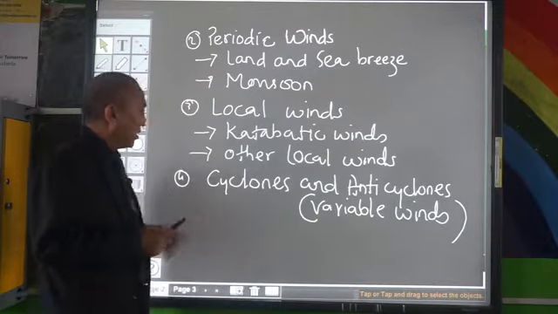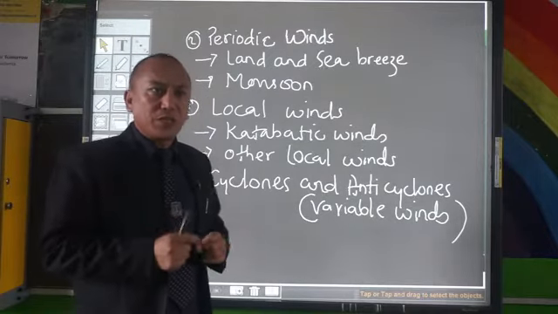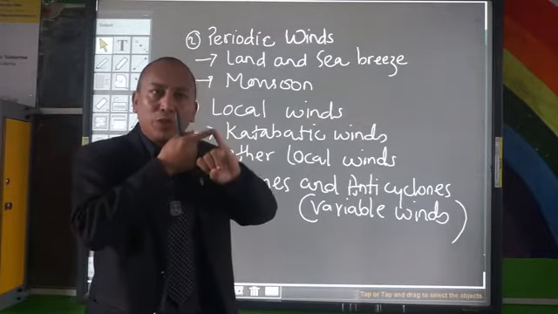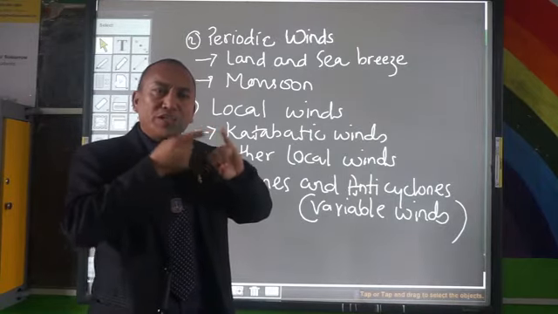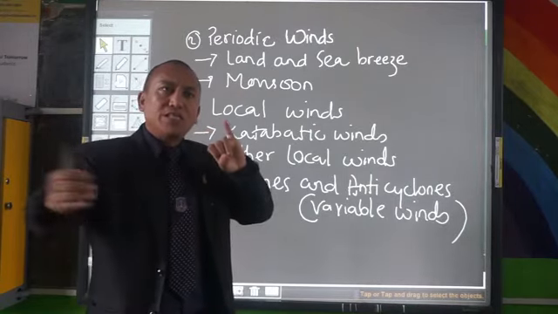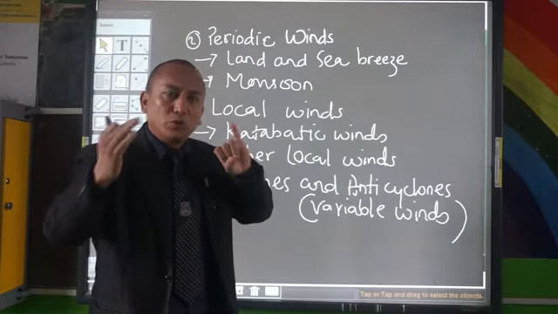So that is it. Now we move to the cyclones and anticyclones, which are variable winds. So we have done what permanent winds are. Permanent winds are those winds which blow in the same direction throughout the year. Examples we have are the trade winds, the westerlies, and the polar winds.